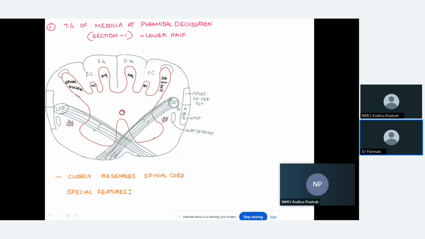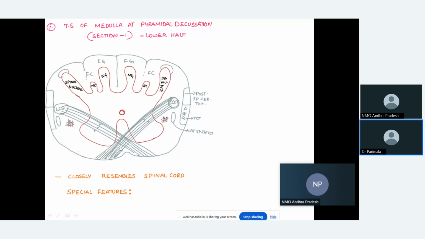How much of the fibers will decussate? It is almost 70% of the fibers will decussate. The undecussated fibers continue down as anterior corticospinal tract. Is that clear? This is the most important point that you have to mention in this section. The fibers of the pyramidal tract sweep dorsolaterally, detaching the anterior horn from the rest of the gray matter, and they form the lateral corticospinal tract in the lateral white column. The undecussated fibers continue as anterior corticospinal tract.